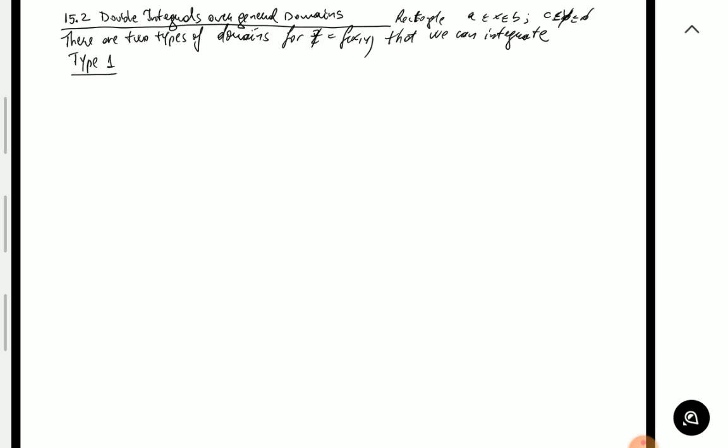So the type 1 domain that we can integrate looks like this. The domain is in between two vertical lines over x. So the left and the right bounds are still constants. But the other bounds for y could be given by some generic functions in terms of x. So for example, you can have something like this. So this is the domain, and the lower bound for y is given by some curve, y equals f of x, and the upper bound for y is given by some curve, y equals g of x.